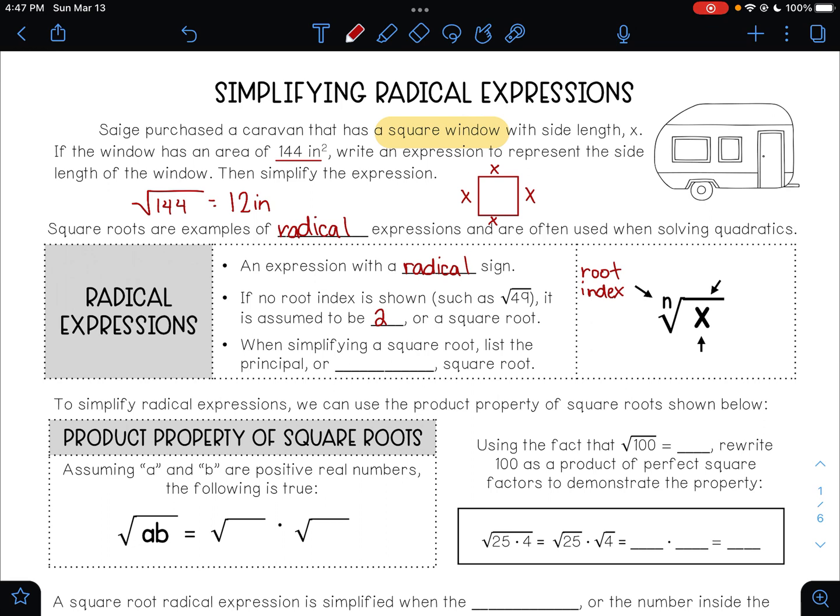Okay, let's continue with the picture. This symbol right here, that is known as our radical sign. And the number underneath, or the letter underneath, is known as the radicand. Okay, so when simplifying a square root, you list the principal, or the positive, square roots.